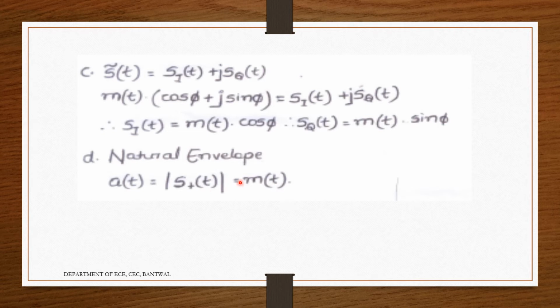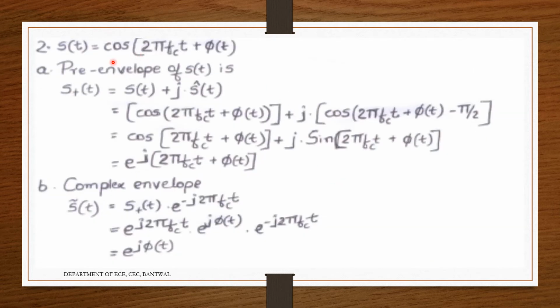We don't consider the e raised to minus j cos j pi to 2 pi f c t. That is not there. Only the amplitude, the absolute values. So we don't consider the exponential value. We consider it as only m of t.